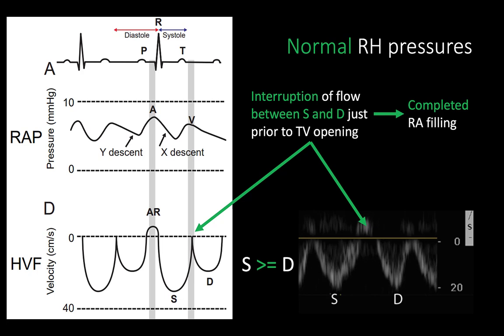The second is at the end of diastole, at which point the right atrial contraction leads to the reverse AR wave. As such, venous return is generally described as triphasic.